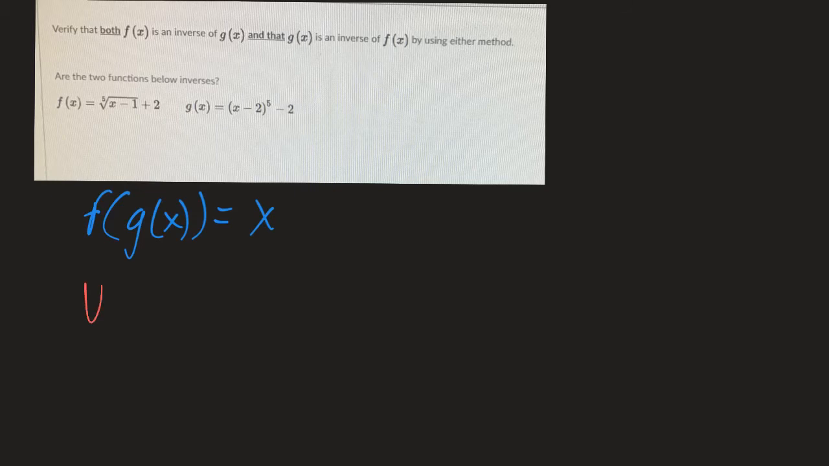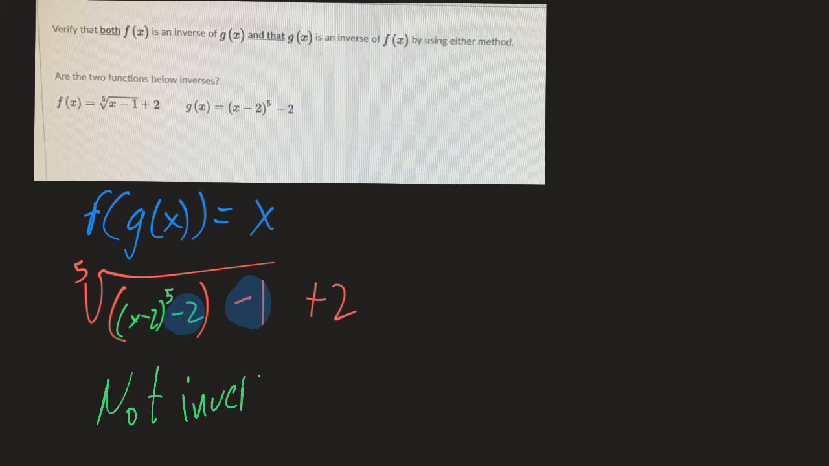So here's f of x, the fifth root of (blank) minus 1 plus 2. And inside of my parentheses, I'm going to plug in g of x, which is (x minus 2) to the fifth minus 2. And really quickly, I see that this minus 2 and this plus 1, this minus 1 that were supposed to be the first thing to cancel out are not canceling out. And that immediately tells me that these are not inverses, because my end result is something other than x. I don't get to x. So we're stuck, and we say, yeah, these are not inverses.